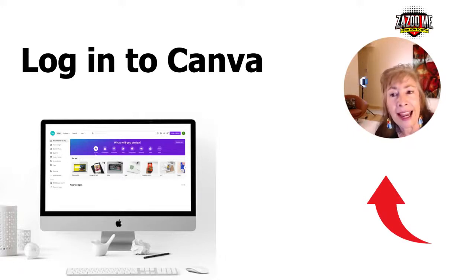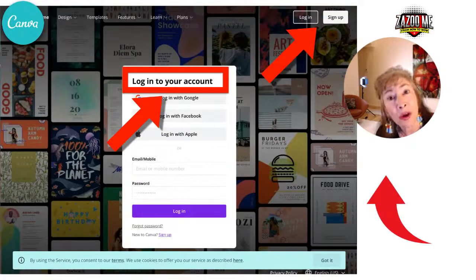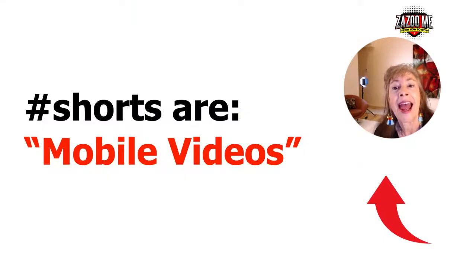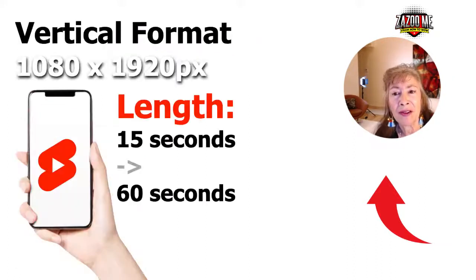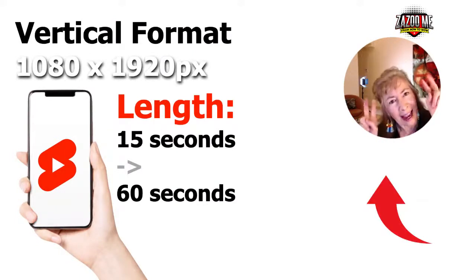So then log into Canva, or sign up and log into Canva. And you want to search for mobile videos, because that's what Canva calls a short, okay? So it's mobile videos. You put that in the search box. And a short video, shorts with an S, is a vertical video. It is 1080 by 1920 because it's vertical, right? Portrait style, not horizontal like a typical video.